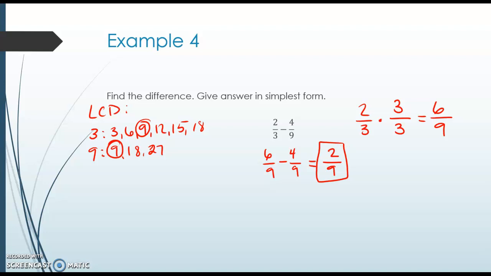So again, have to have that like denominator. This is one way to find an LCD.